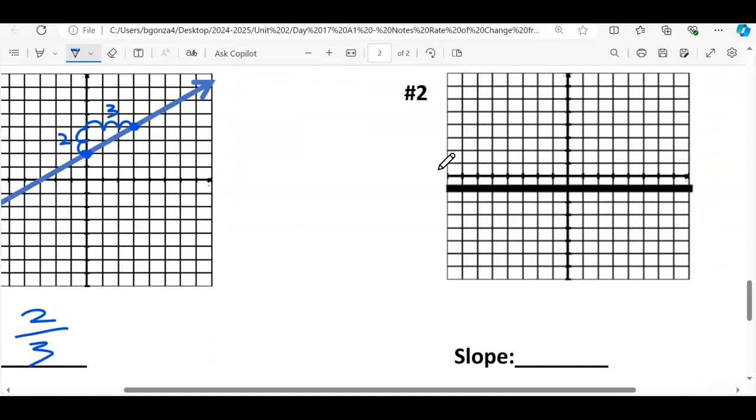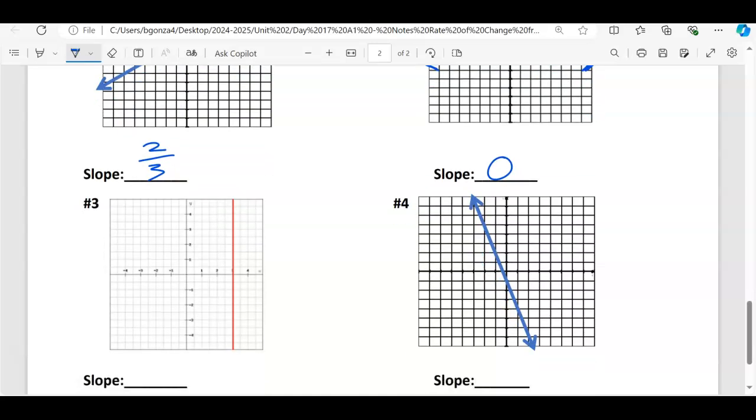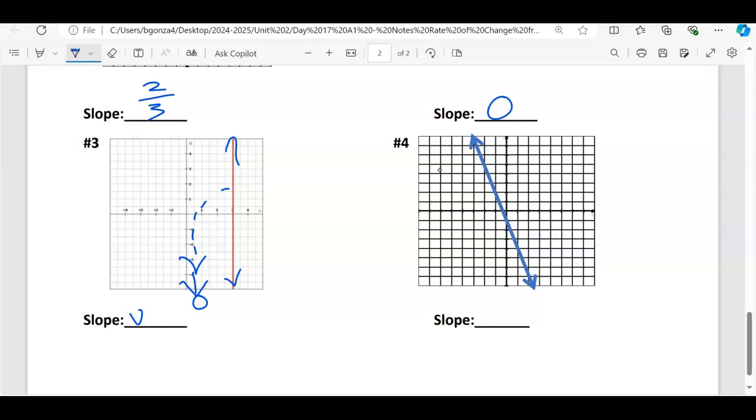Now, number 2, this is a horizontal line. Is that 0 or undefined? What do you think? Help me out. Is that 0 or undefined? Stickman can stand. If he can stand and it takes 0 effort, that's a 0 slope, okay? 0 horizontal, okay? What about 3? This one's vertical up and down. What do I know about Stickman in a vertical line? Just can't stand it. Can't stand, you're unable to, then it's undefined. All right?